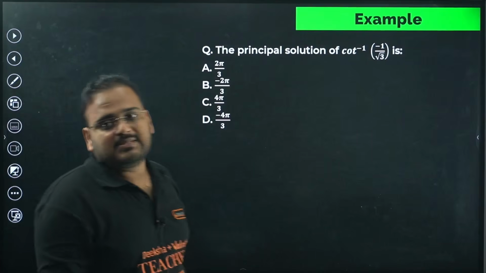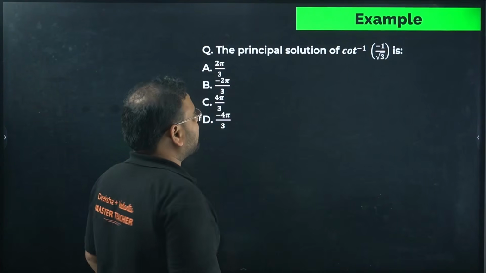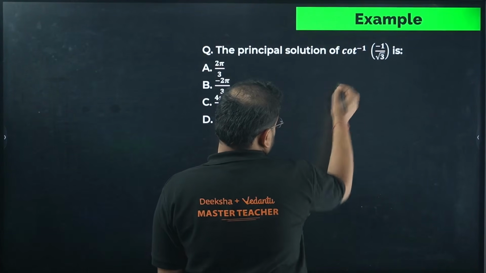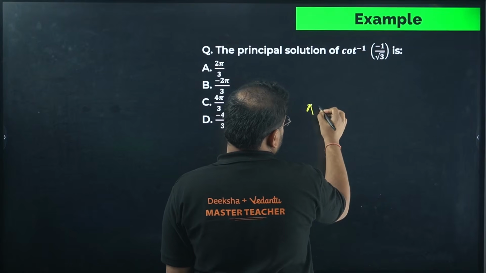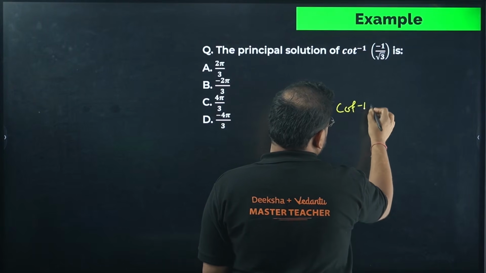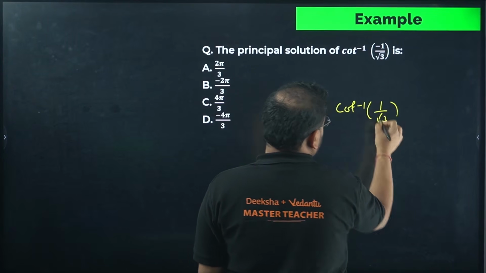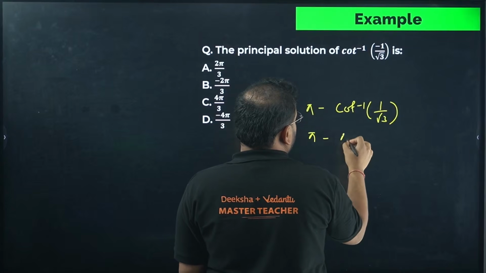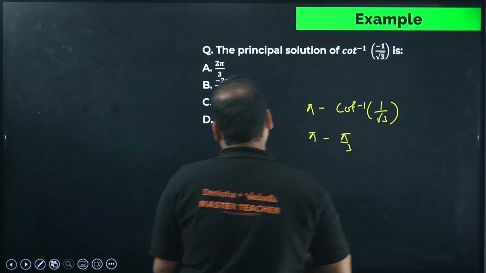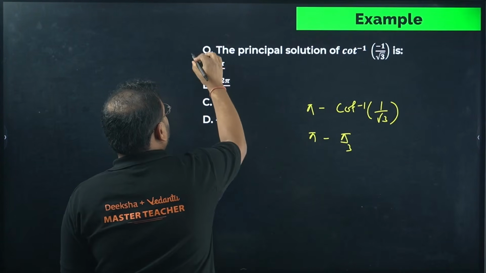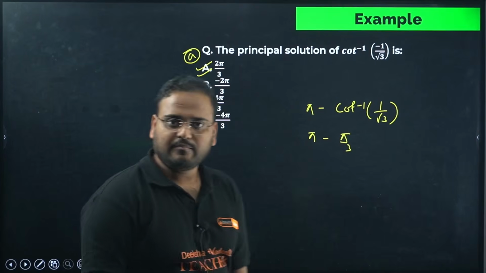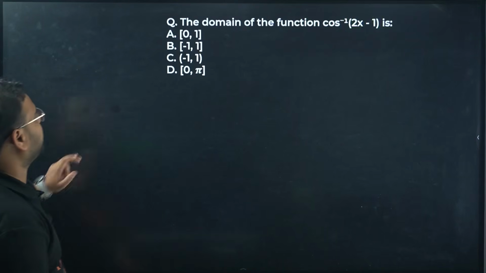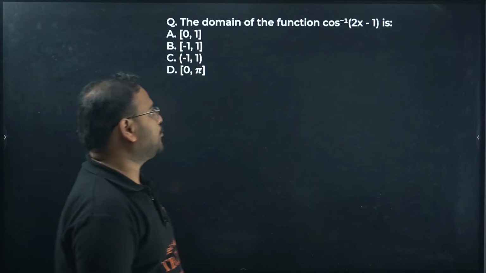Now solving some examples. Principal solution of cot inverse of minus 1 by root 3 will be what? Pi minus cot inverse of 1 by root 3. This value is pi by 3. Answer is 2 pi by 3. So option A is correct.